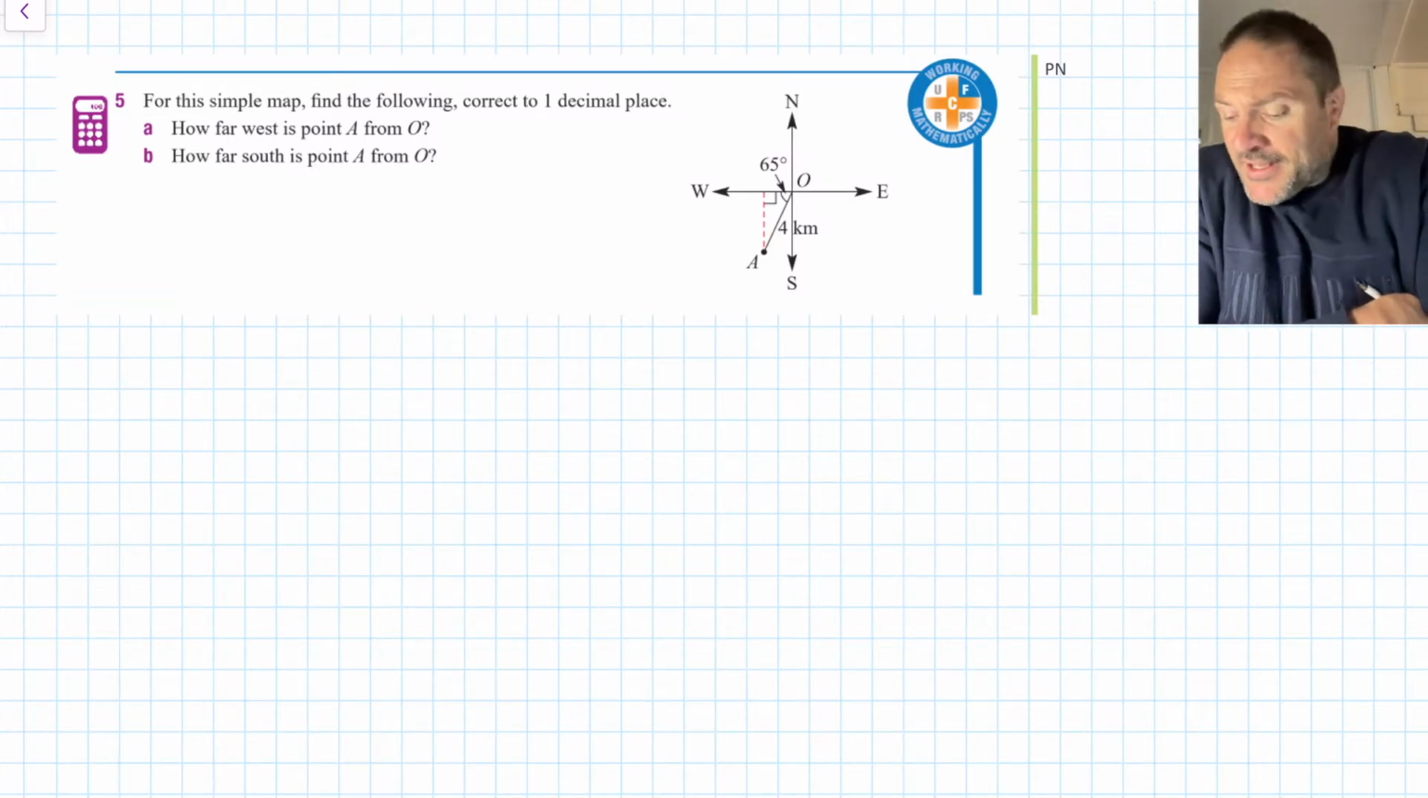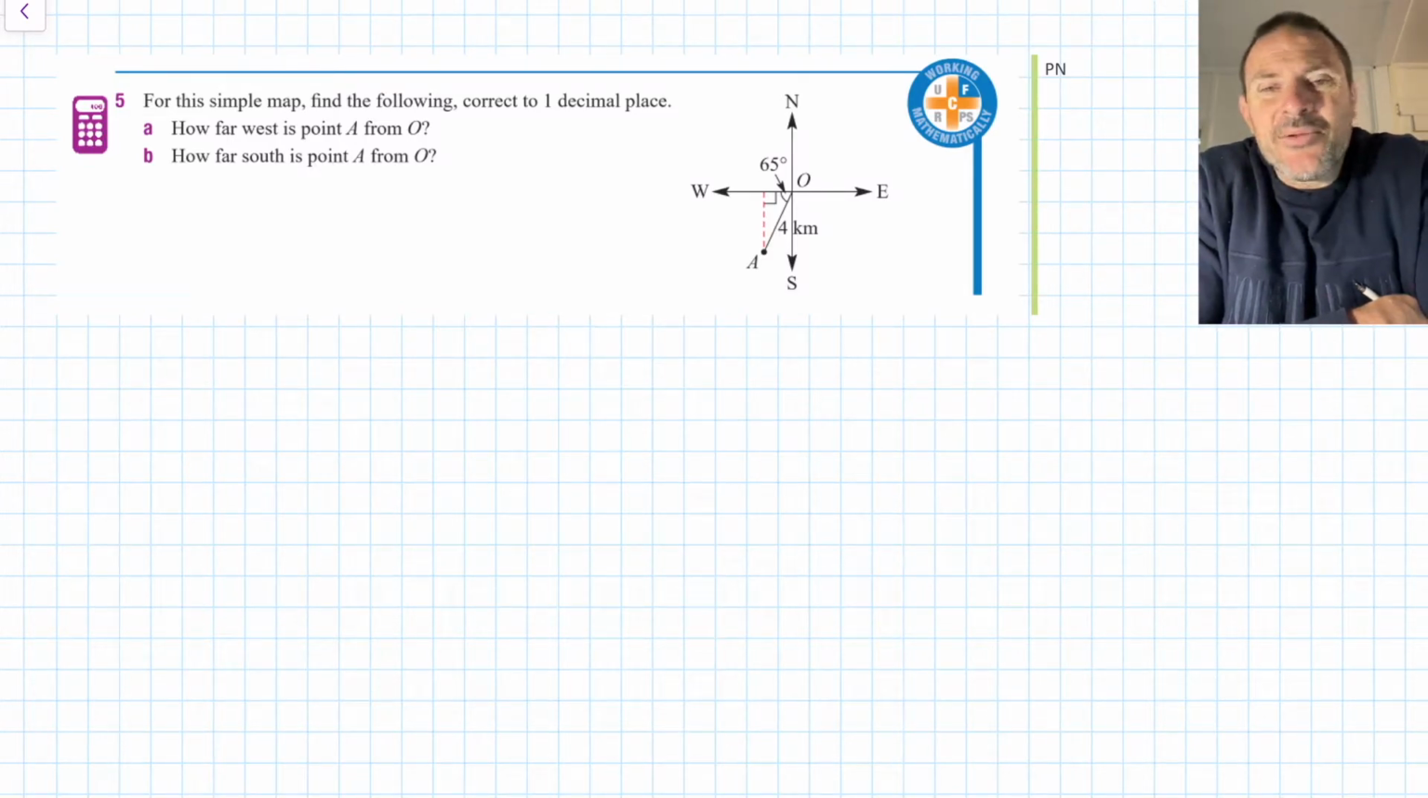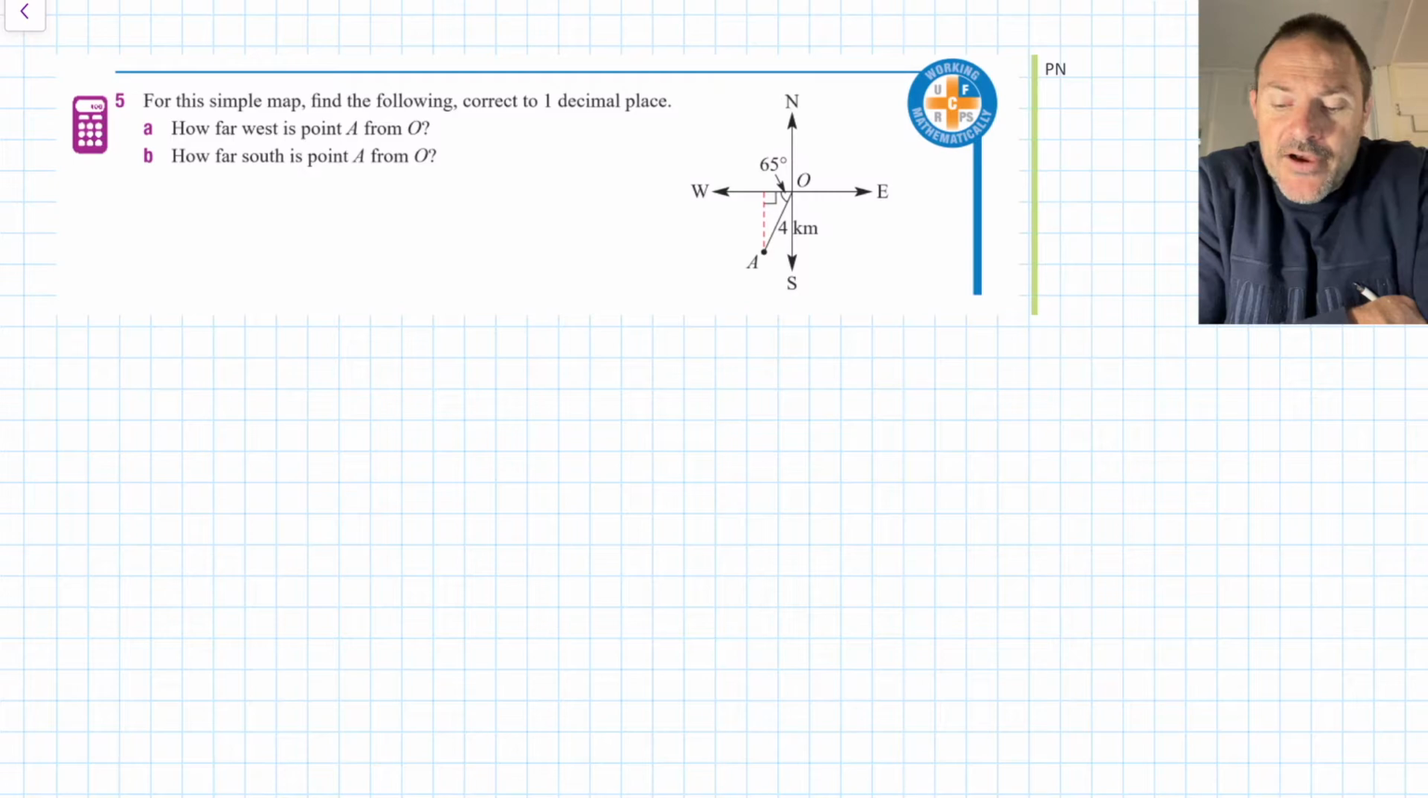Question 5 has given us a diagram, so harder bearings, not even harder bearings, but maybe the easier questions. They might actually provide you with a diagram. So in this case, it says, for this simple map, find the following correct to one decimal place. How far west is point A from O, and how far south is point A from O? So my view, this isn't really a bearings question per se, because they've just given you a diagram.